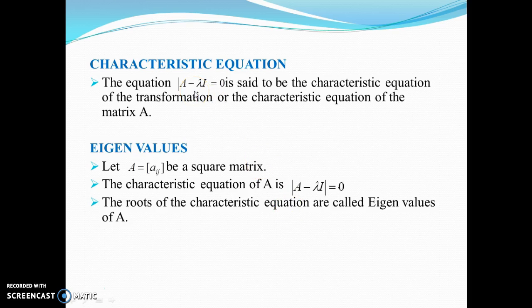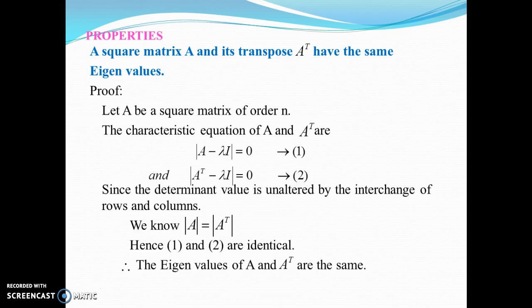Characteristic equation. The equation mod A minus lambda I is equal to 0 is the characteristic equation of A. The roots of the characteristic equation are known as the eigenvalues of matrix A.